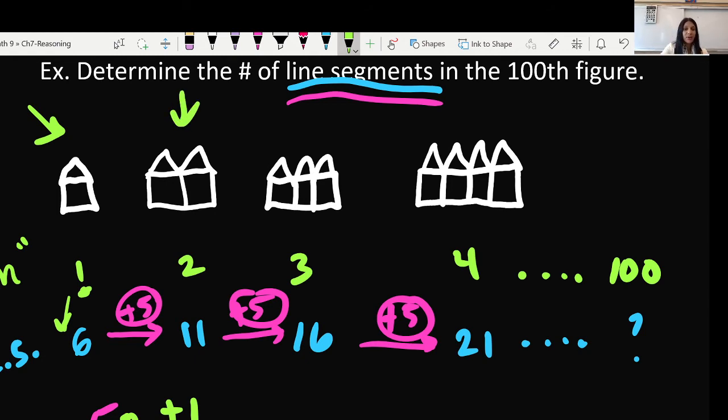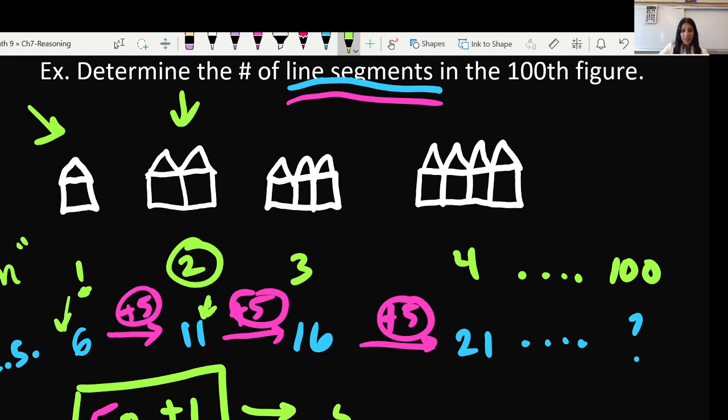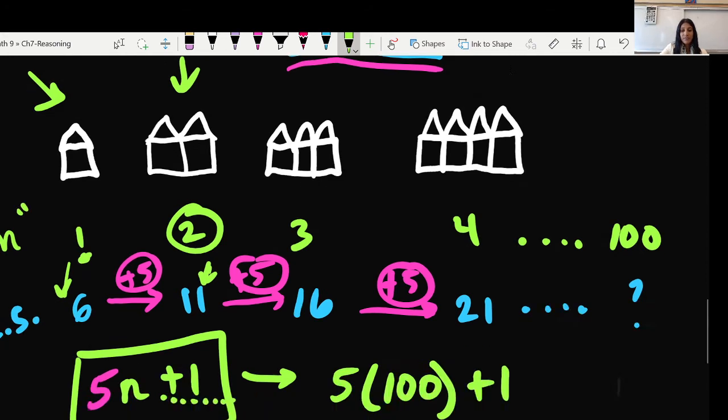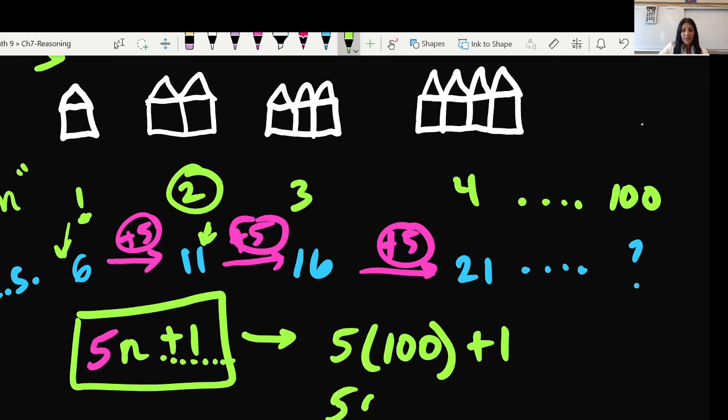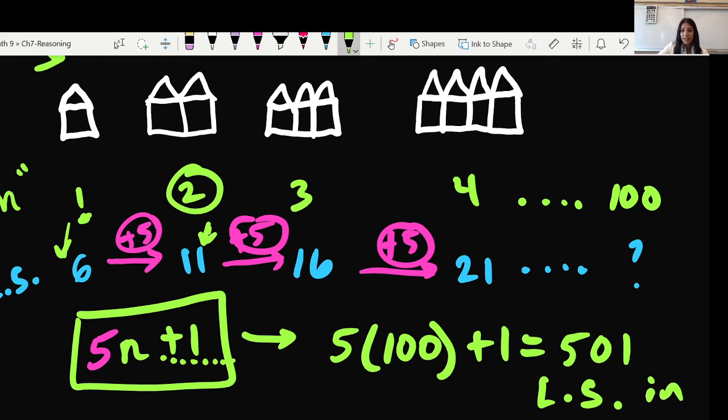In the second figure, I would have 5 times 2. That would give me 10, but my answer here is 11. So yes, 5n plus 1 works because it worked for the first one and worked for the second one. So based on that, I can say in the 100th figure, I'd have 5 times 100 plus 1. So I would have 500 here plus 1, so 501 line segments in the 100th figure.